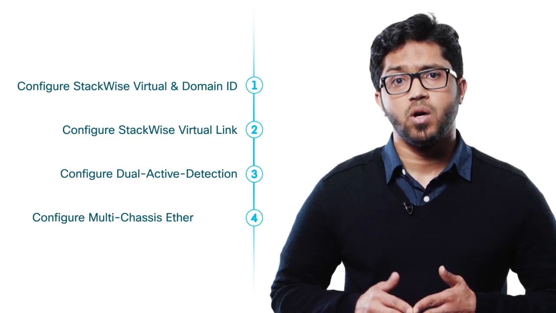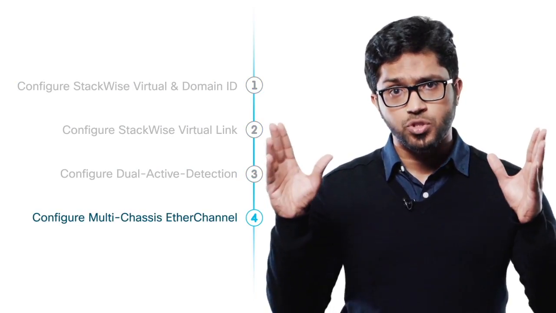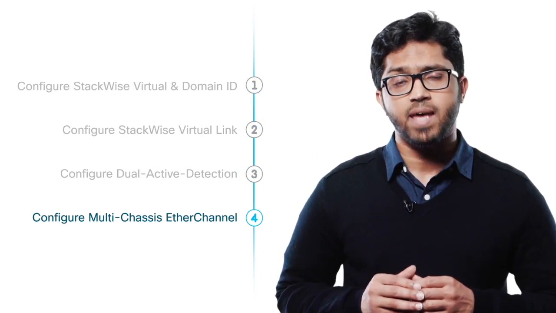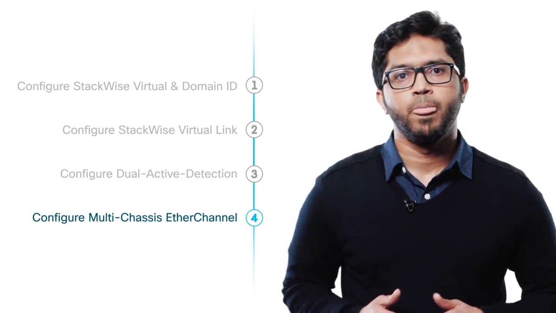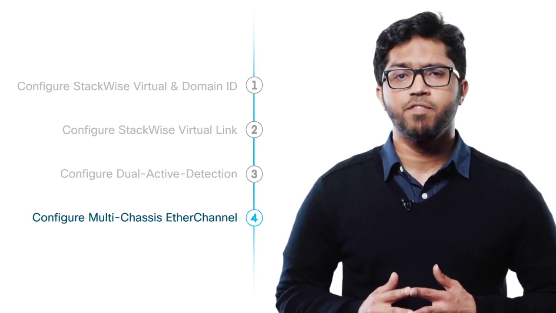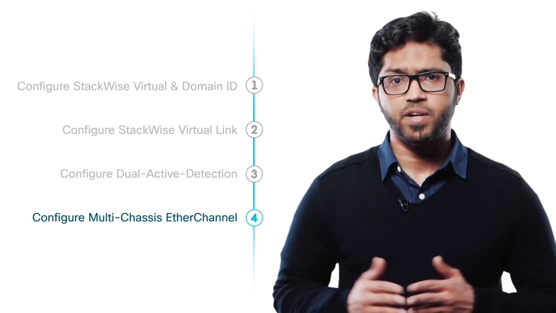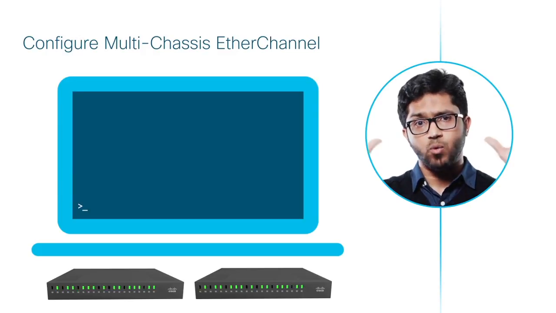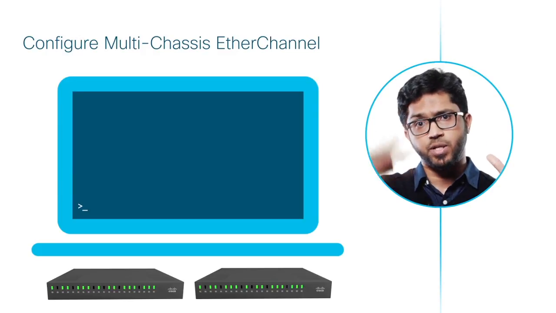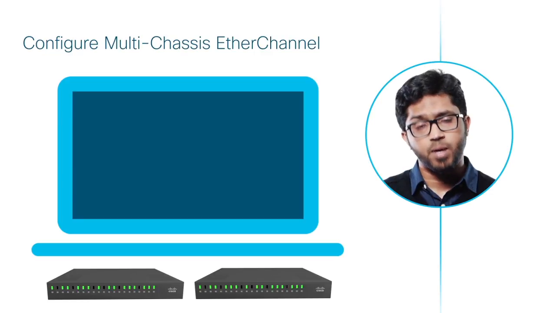Now, you can configure the multi-chassis EtherChannel, or MEC, between the StackWise Virtual switch that you configured and the neighboring switches, which is probably your access layer or your core layer. This will enable distributed forwarding of traffic. To configure the MEC, you need to select the interfaces from both the StackWise Virtual switches connecting to the neighboring switches, and then configure a port channel.